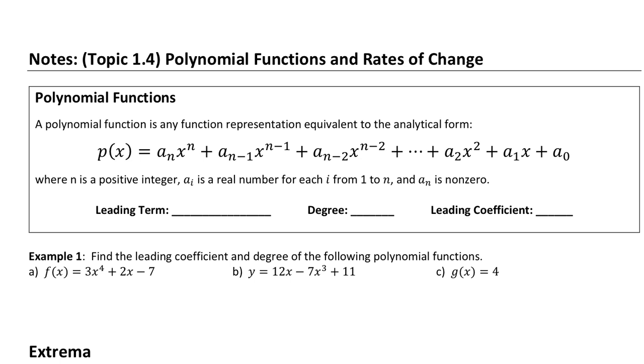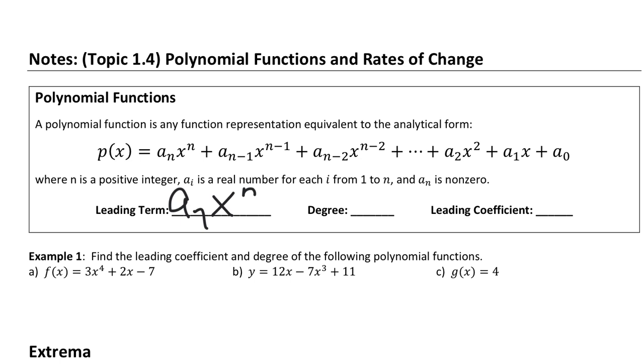The leading term in a polynomial is this a sub n, and my pen died, so I'm charging it real fast. That's why my handwriting is terrible. That's an n. A sub n times x to the n. So that very first term, if it's written in standard form, is called your leading term.